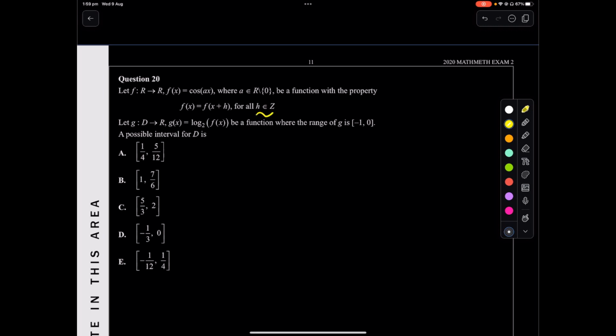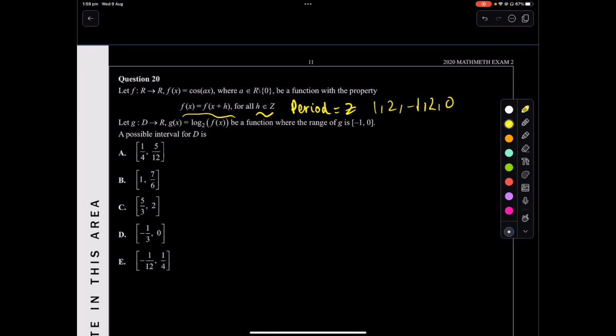What it means, pretty much, is that our period is an integer value too. So it'll be like 1, 2, -1, 0. It's just a whole number. That's what this whole property actually means.